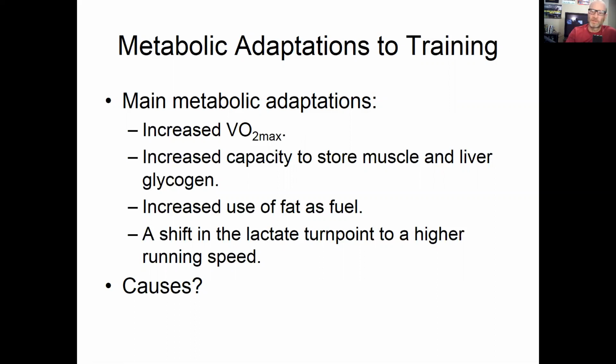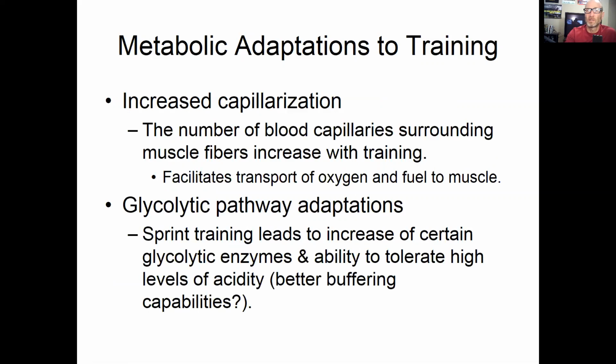So what are the causes? Well, the causes are increased capillarization, the number of blood capillaries that surround a muscle fiber. Those increase with training. That facilitates transport of oxygen to the muscle fiber, but also the removal of byproducts of generating ATP into the circulatory system. So carbon dioxide, lactate to another muscle, what have you.